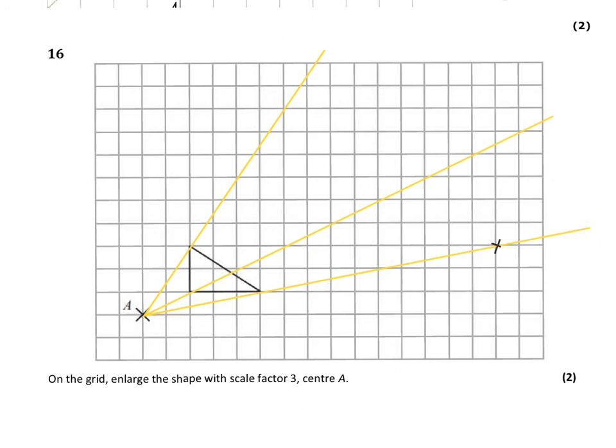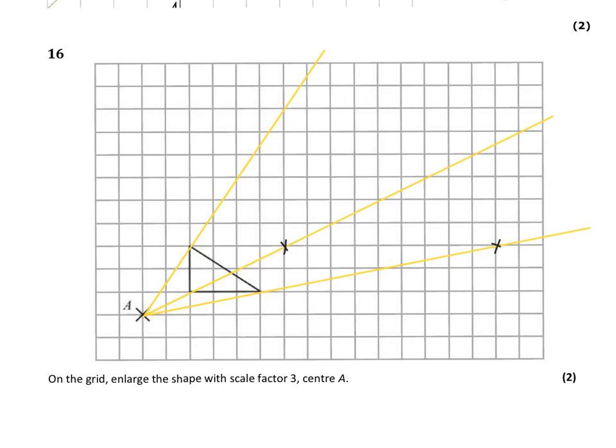Take the second point, let's go here. It is 2 right and 1 up from the centre of enlargement. If we triple 2 right and 1 up, we would get 6 right, 2, 4, 6, and 3 up, 1, 2, 3, which is here. You should notice they are on the rays. If they're not, there's a mistake somewhere.